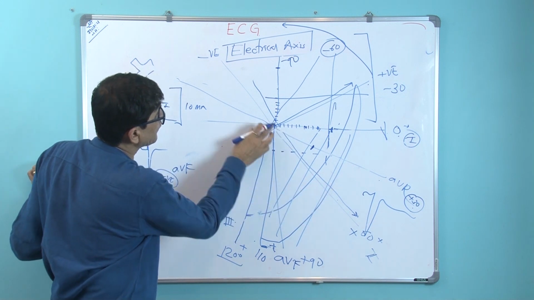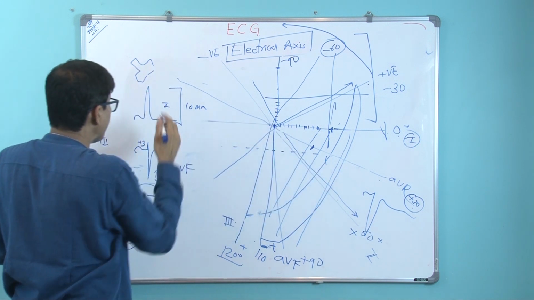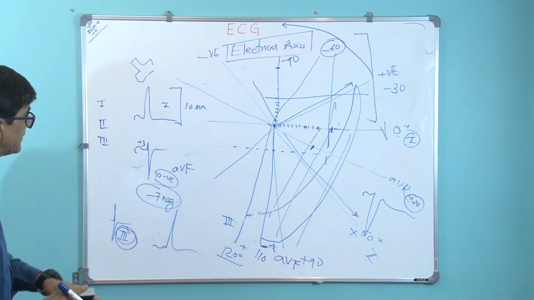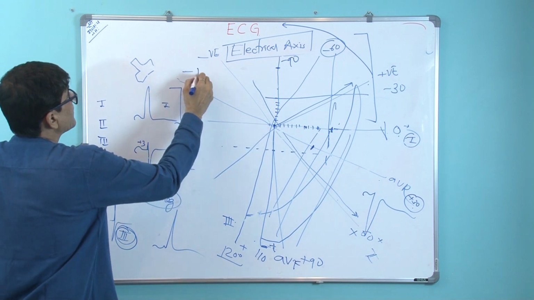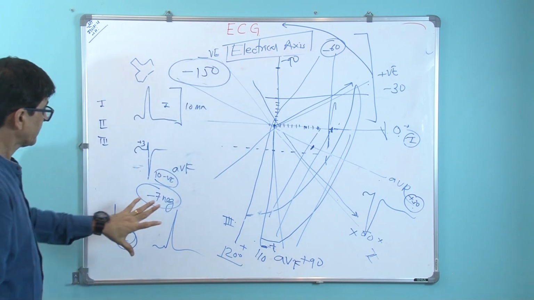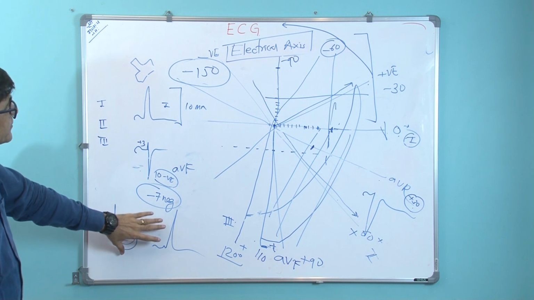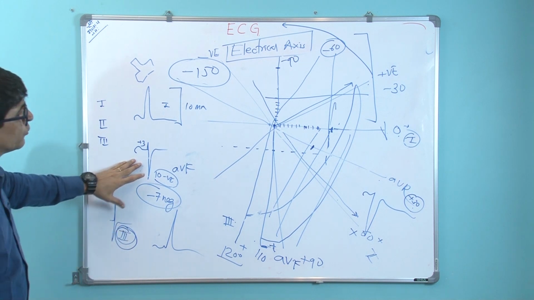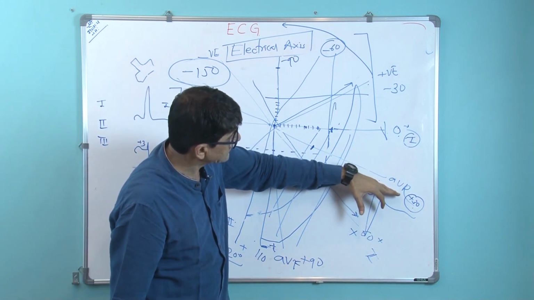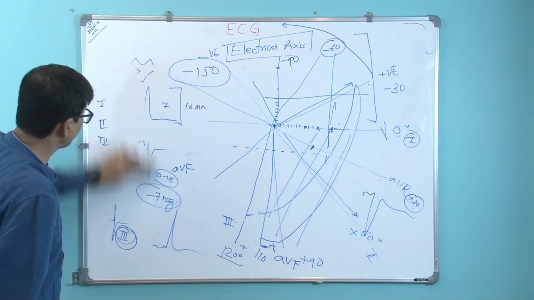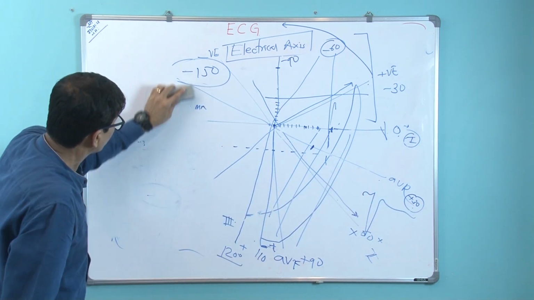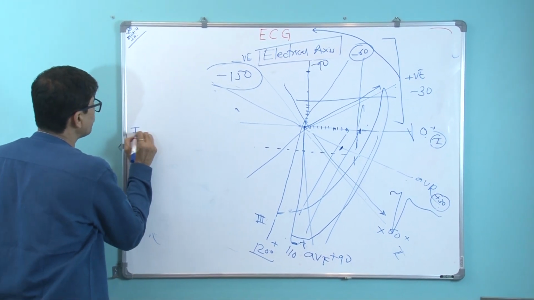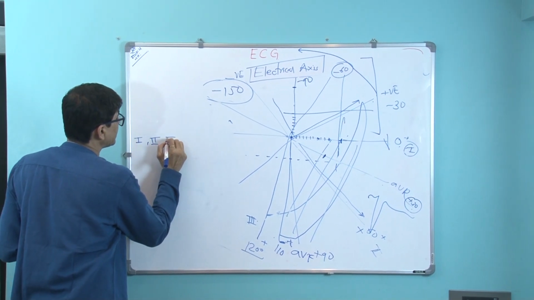So which is the perpendicular lead? AVR. Suppose AVR is positive in some condition, then axis will be minus 150. If AVR is positive, then axis will be minus 150. If AVR is negative, then axis is plus 30. This is one way of finding out the most equidistant lead out of 6. So how you know which is perpendicular to which one is very easy.